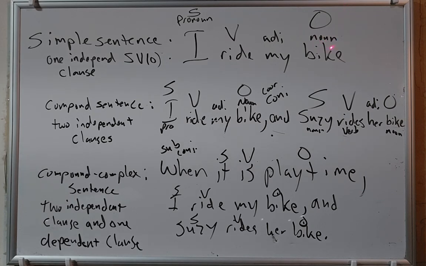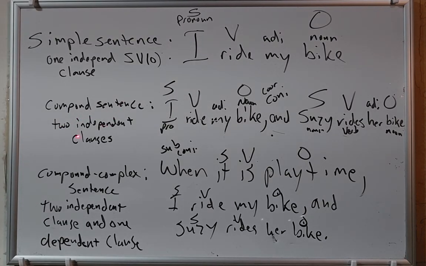And here's the O, object. Remember, we don't need an object. It's not necessary. This is still a clause. Okay, it's not a very complete sentence, "I ride," but it is an independent clause. Now, the next kind of sentence is compound sentence.